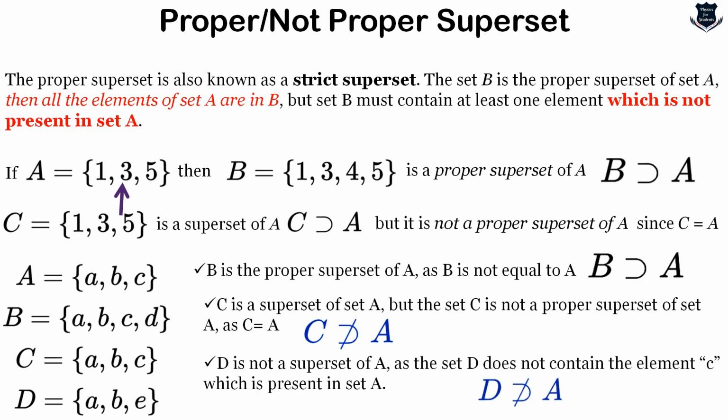D, again, it contains A, B, E, and it is not a superset of A, obviously, because the elements are not matching. As I said, A does not contain the element E, which is present in D. We say D is not a superset of A.